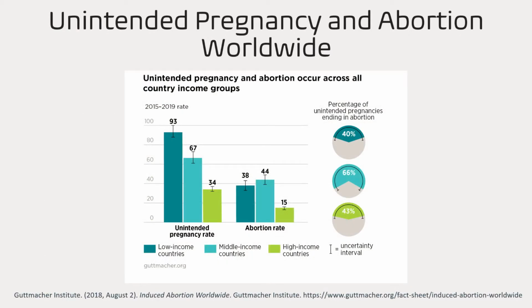So we see here at this data, and we find that the unintended pregnancies and abortions worldwide are mainly affecting the low-income countries. We see the highest rates of abortion in the middle-income countries. However, in the unintended pregnancy rate, we see low-income countries. This data was provided by Guttmacher Institute.